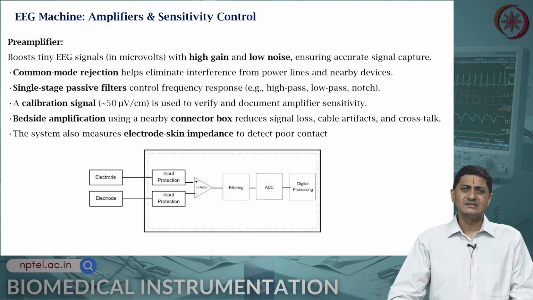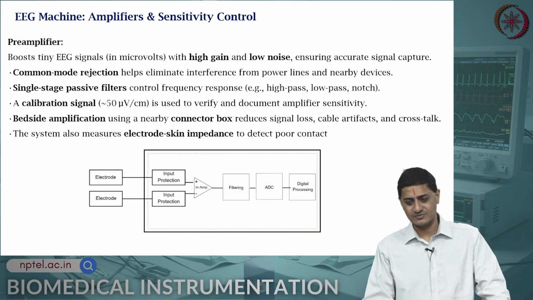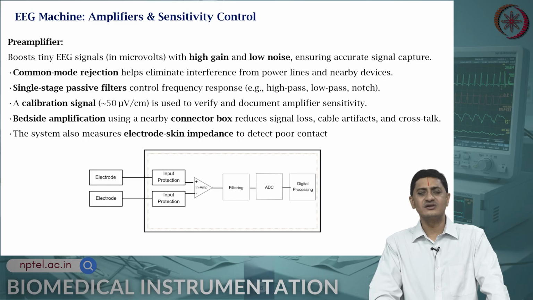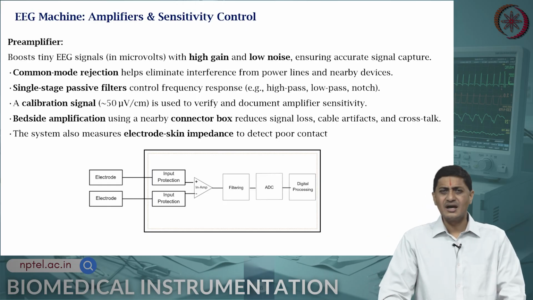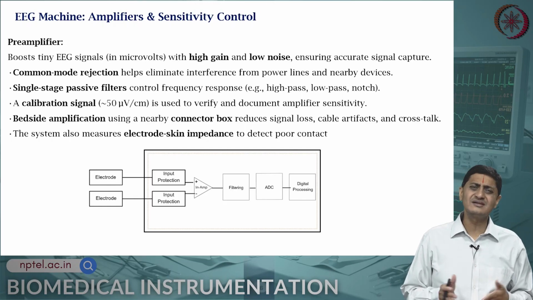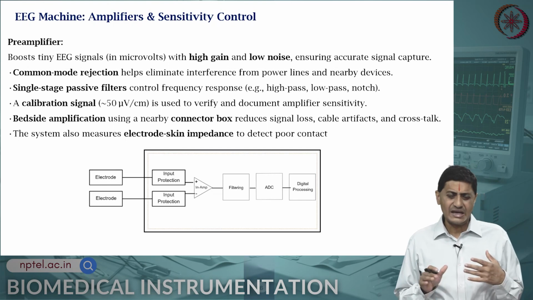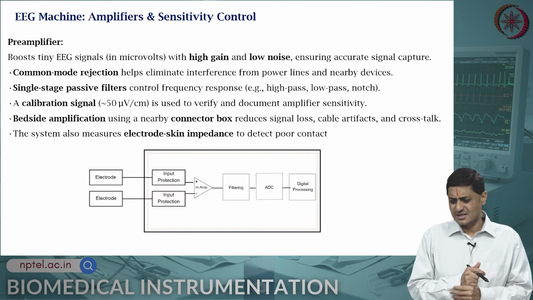Note that EEG signals are about 1000 times weaker than ECG signals. ECG signals are of the order of millivolts, whereas EEG signals are of the order of microvolts. So, you need to have high gain and low noise. Remember, high gain does not always mean that it is better. Having a high gain can reduce dynamic range, that is one.